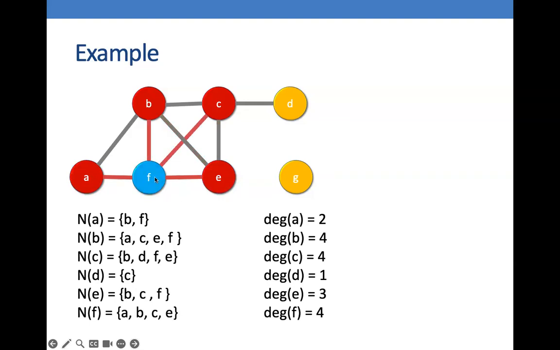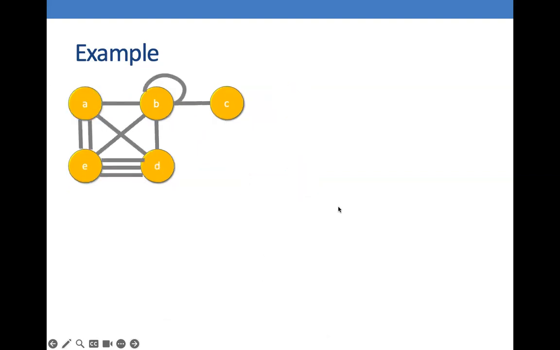Okay? And F is connected with A, B, C, and E. The number of edges that are incident with F is equal to 4. Okay? And G is not connected to any vertex in the graph. So we can say that its neighborhood is null and the degree of G is equal to 0. Okay, and let's have another example.